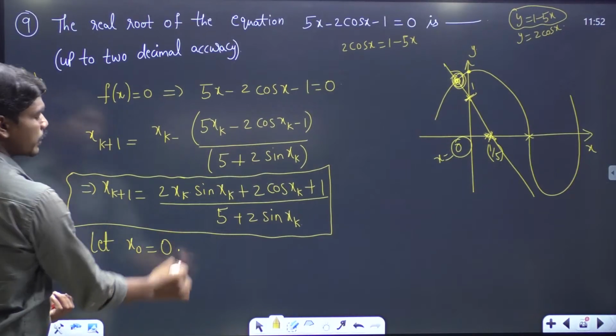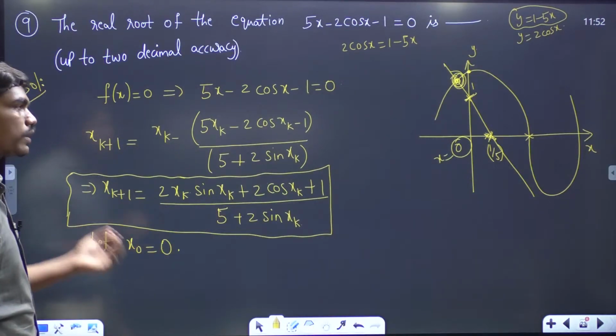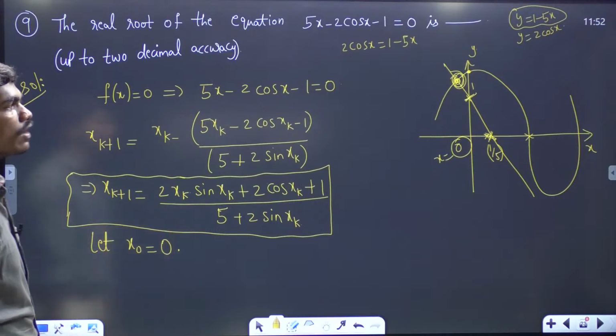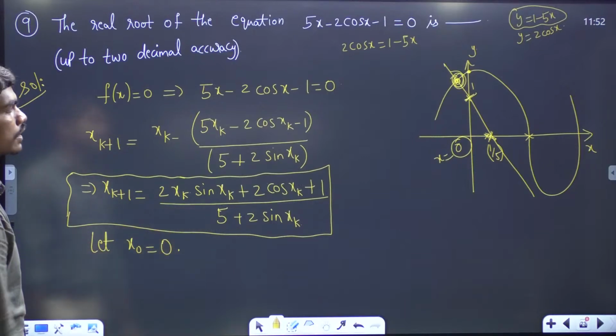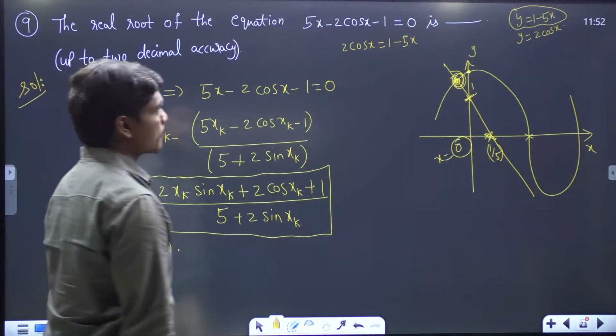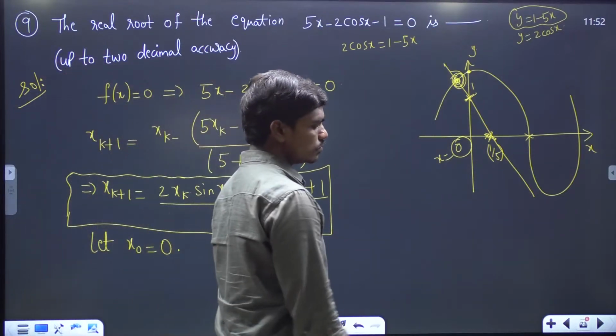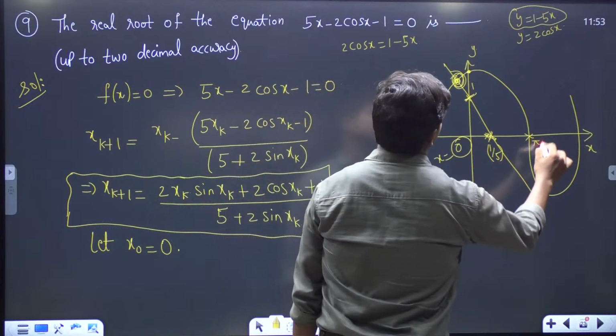If you have some idea, you can choose the initial guess appropriately. If you don't have any idea, you can also make some random guess. Okay, but since we have some idea on graphs, we are going for that. This is pi by 2.